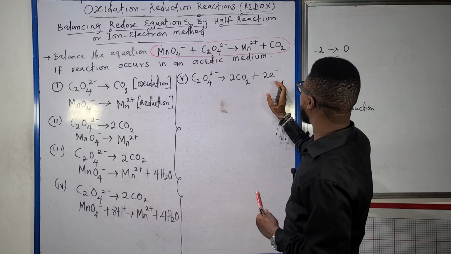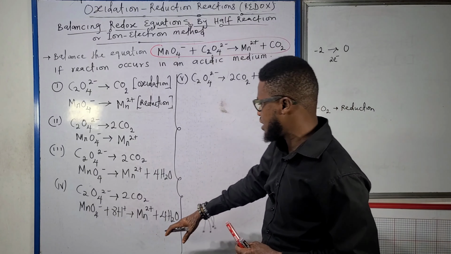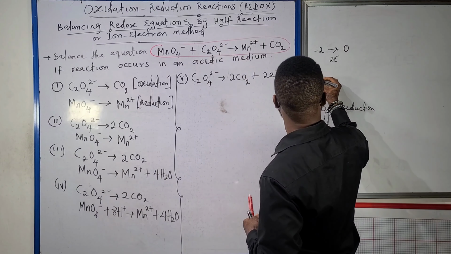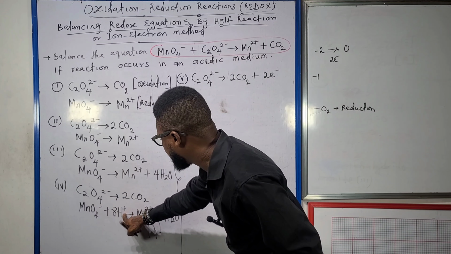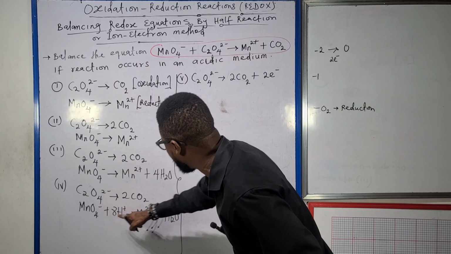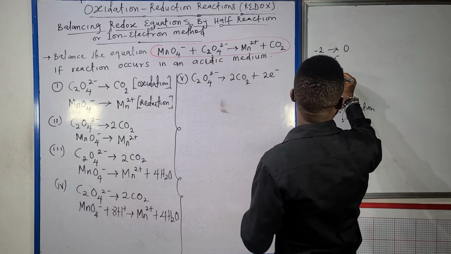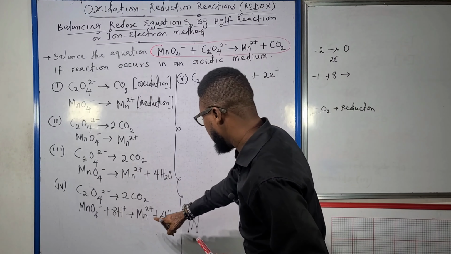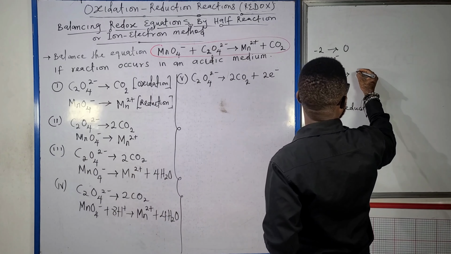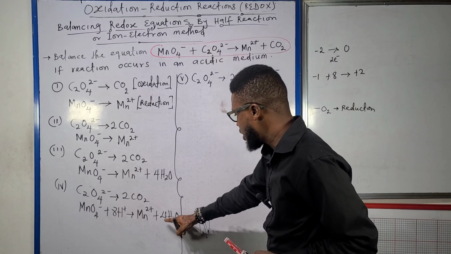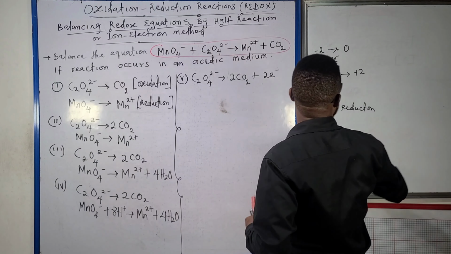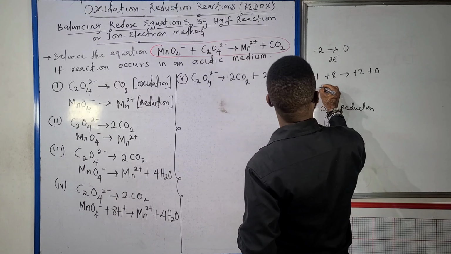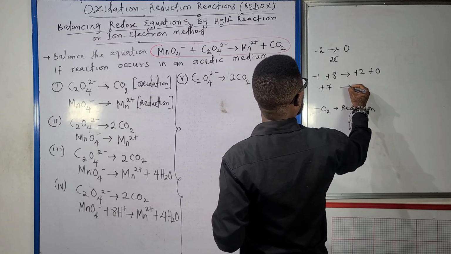So we've been able to add 2 electrons to the more positive side. Looking at the second equation, MnO4 minus, we have a -1 here, and this is H plus, that's +1, but we have 8. 8 times +1, that is +8, to give us +7. H2O here means 0 plus 0.